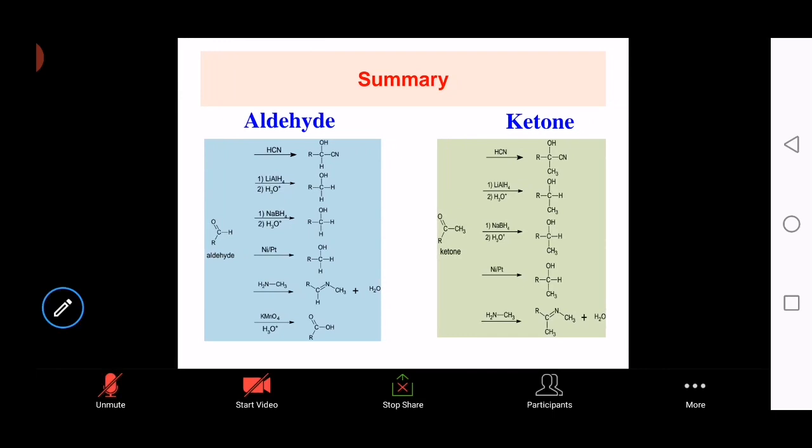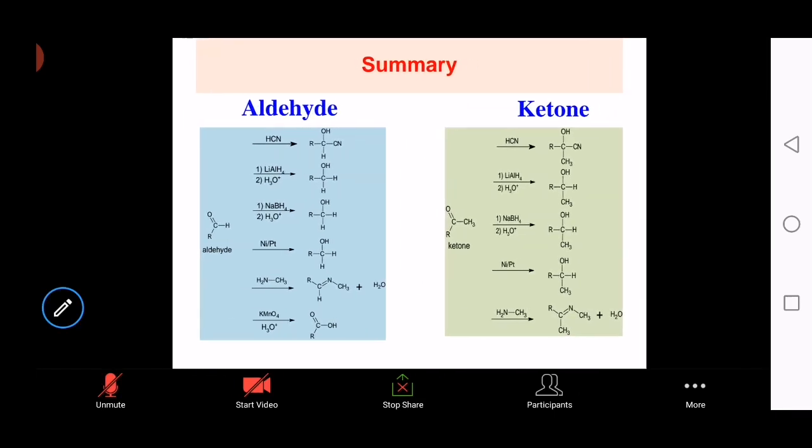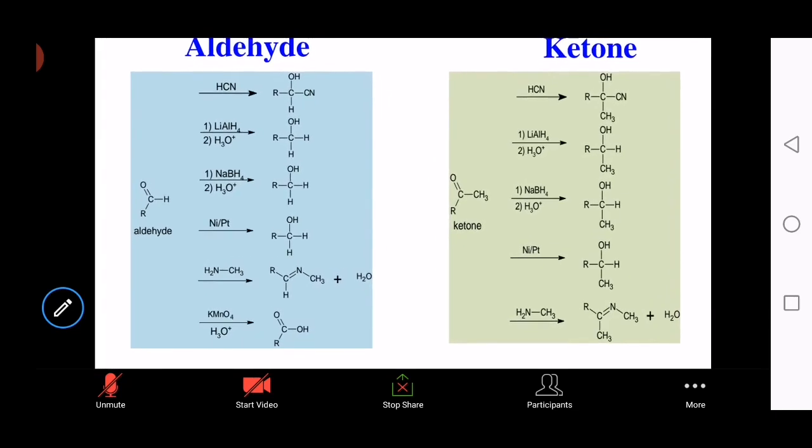Okay, so this is summary. Basically this one is about reaction sahaja. Boleh tengoklah reaction aldehyde dengan HCN, dengan reduction. Okay, 2, 3, 4 tu adalah reduction. Lepas tu condensation with ammonia derivative, and then ada oxidation. And then yang belah kanan pula daripada ketone react dengan reagent masing-masing.